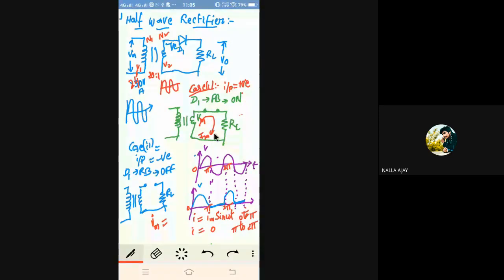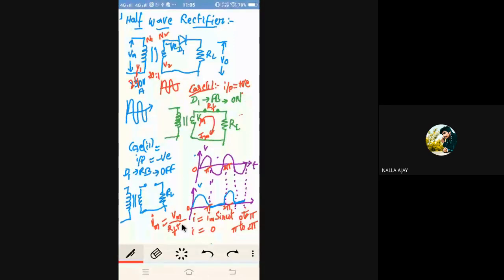Here, if we write the equation, the current equation is voltage by total resistance value. So here the voltage is Vm. So Im can be written as Vm by the total resistance value. Here the diode offers a very small resistance in forward bias, which is RF, and there is a load resistance RL. So Im can be written as Vm by RF plus RL. Remember this equation also. These are the important equations.